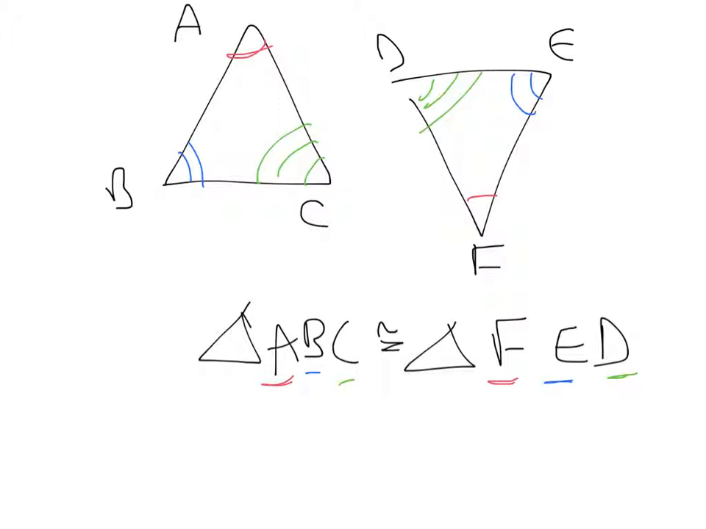Okay, now the sides. So I'm going to put the 1 hash between the 1 arc and the 2 arc. So I'm going to do the same over here. Put the 1 hash in between the 1 arc and the 2 arc. Now I'm going to do the 2 hashes between the 2 and the 3. Again, these can go in any spot as long as they match.